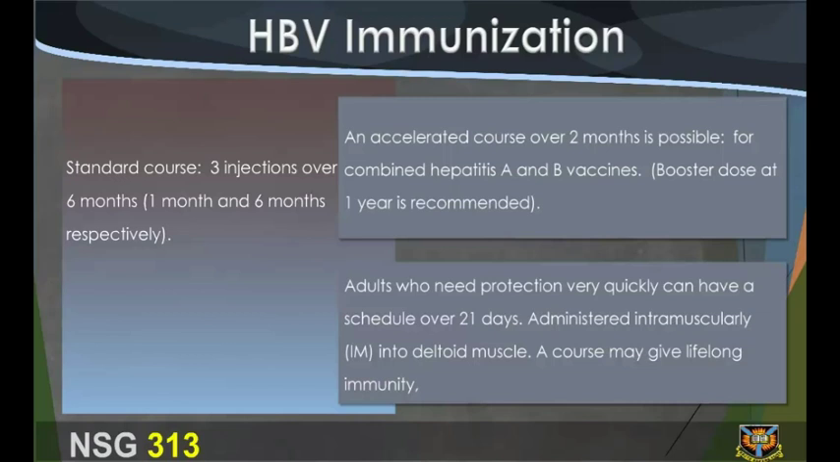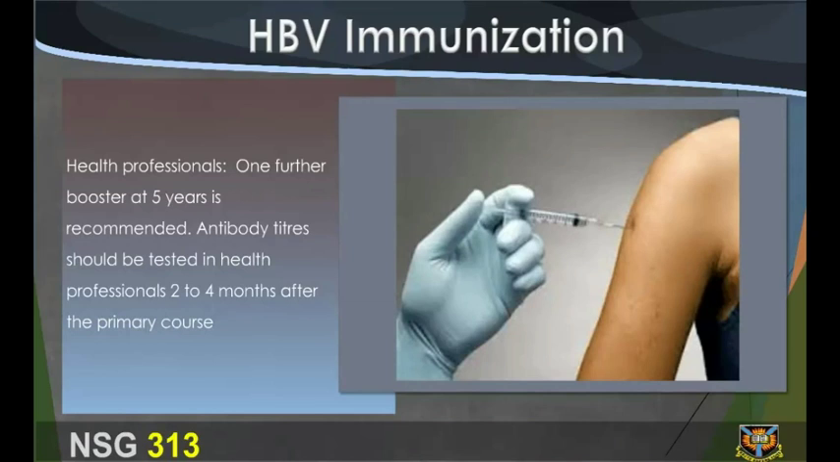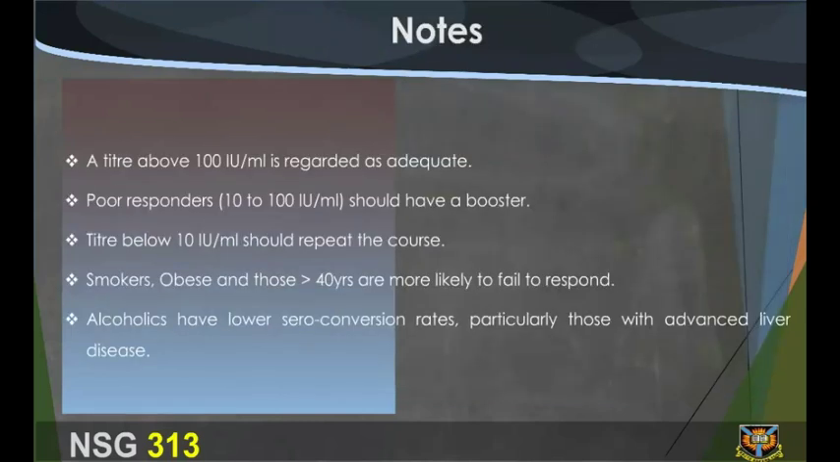Adults who need protection very quickly can have a schedule over 21 days, administered intramuscularly into the deltoid muscle. A course may give lifelong immunization. Health professionals: 1 further booster at 5 years is recommended. Antibody titers should be tested in health professionals 2 to 4 months after the primary course. Note: a titer above 100 IU/ml is regarded as adequate.